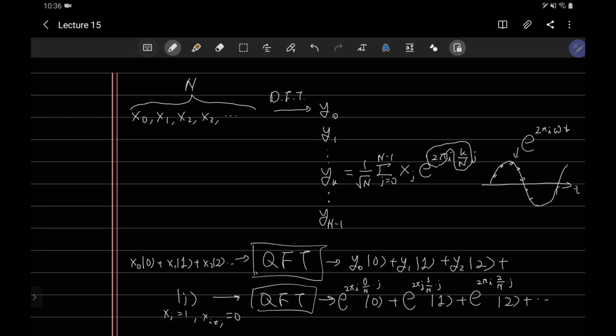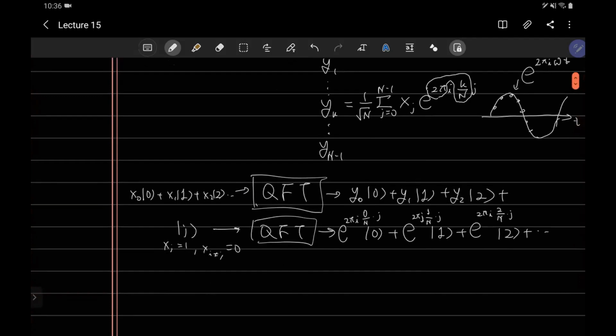So overall, what I can see is that if I start with j, then the QFT unitary transform actually turns this basis vector, or computational basis state, into a summation of all these components from k equals 0 to n minus 1.